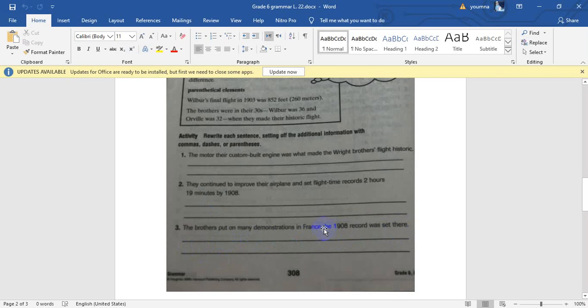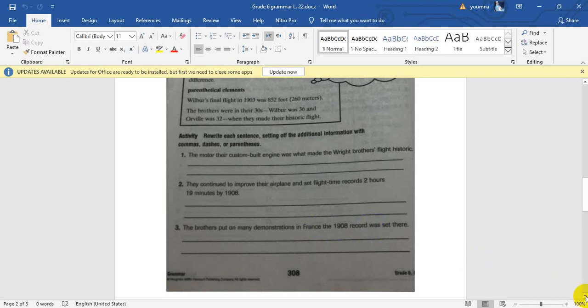So here we will use dashes. Okay, so you will open a dash here. Okay, and of course we will close the dash after record. Okay, so open here before that, put a dash and another dash after record.